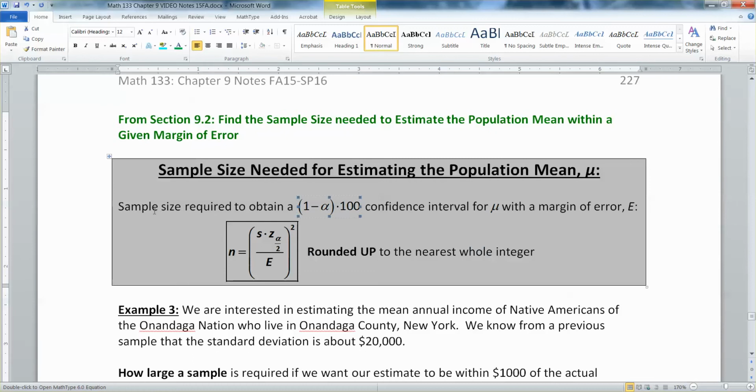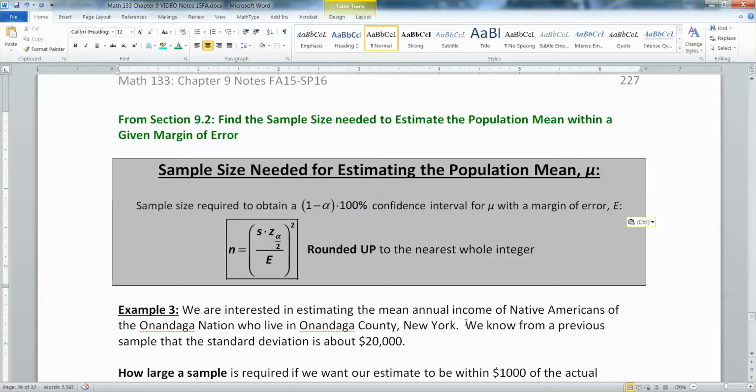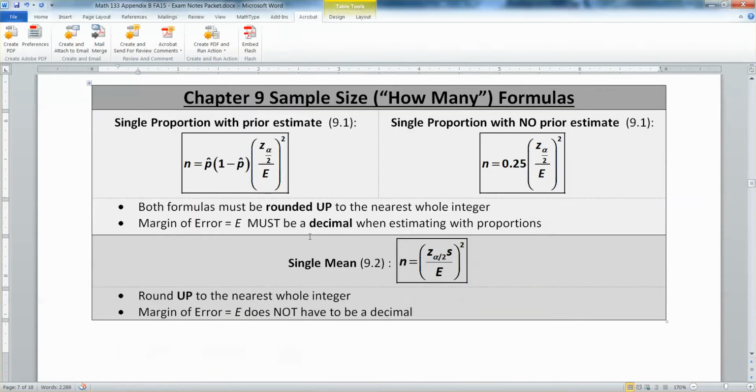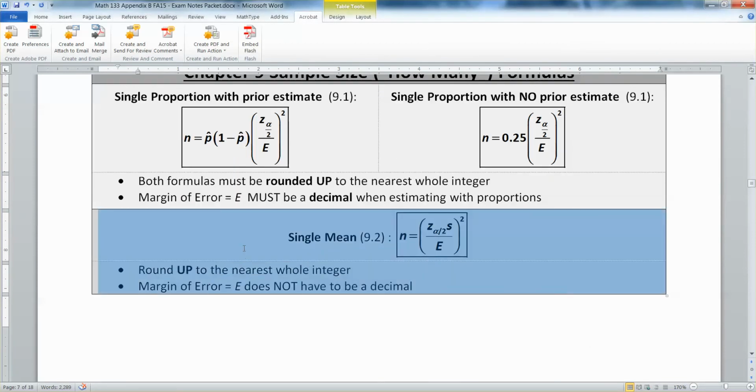And that has this formula. So this is the sample size required to obtain the 1 minus alpha times 100% confidence interval for mu with a margin of error E. There, I managed to squeeze the percent symbol in there. Okay, and just like before, it needs to be rounded up. And also just like before, you don't have to memorize any of this because it's all right here.